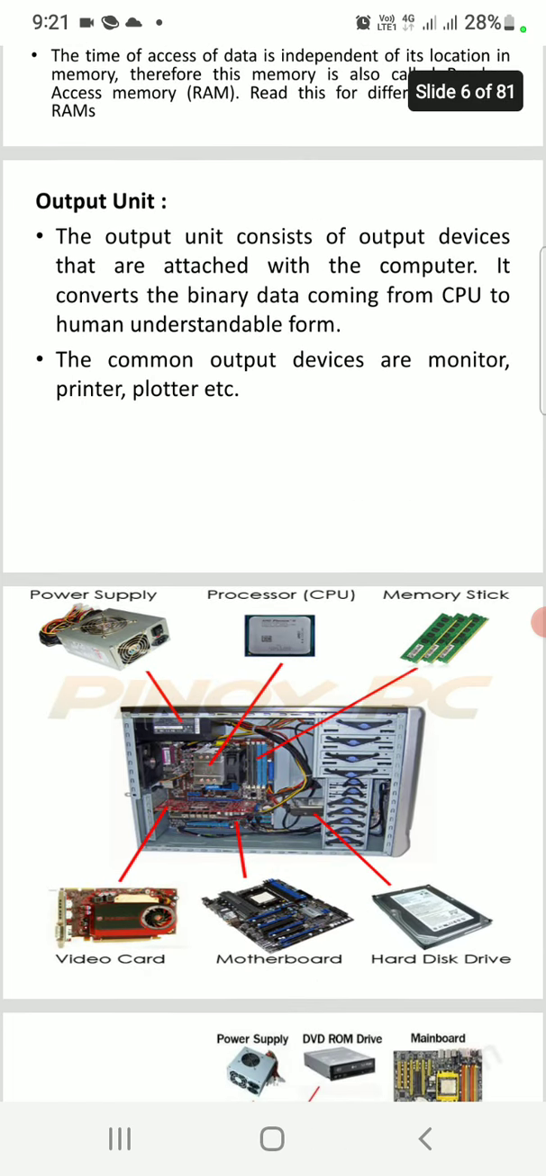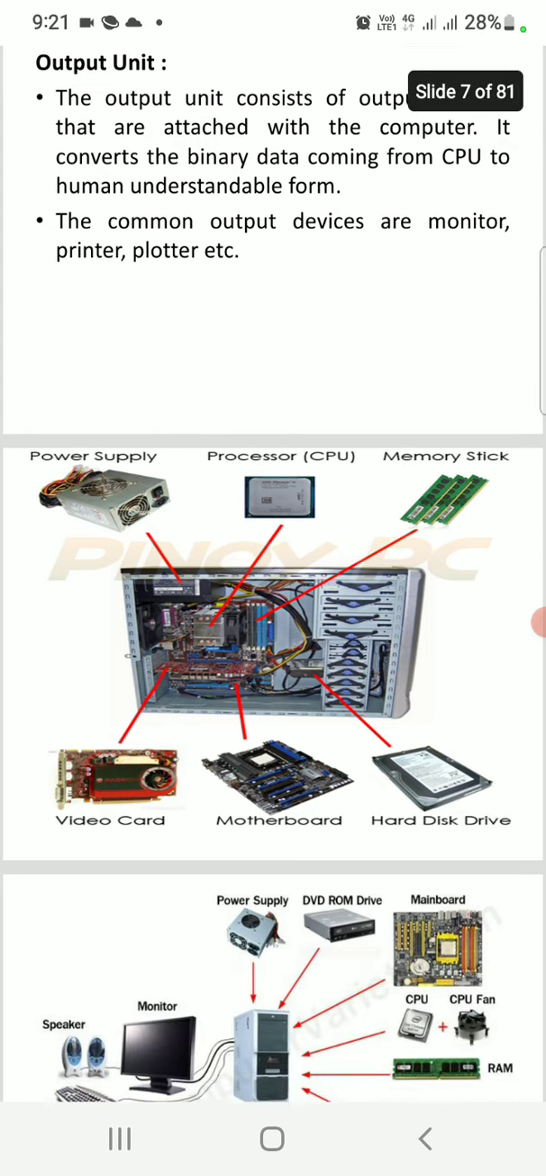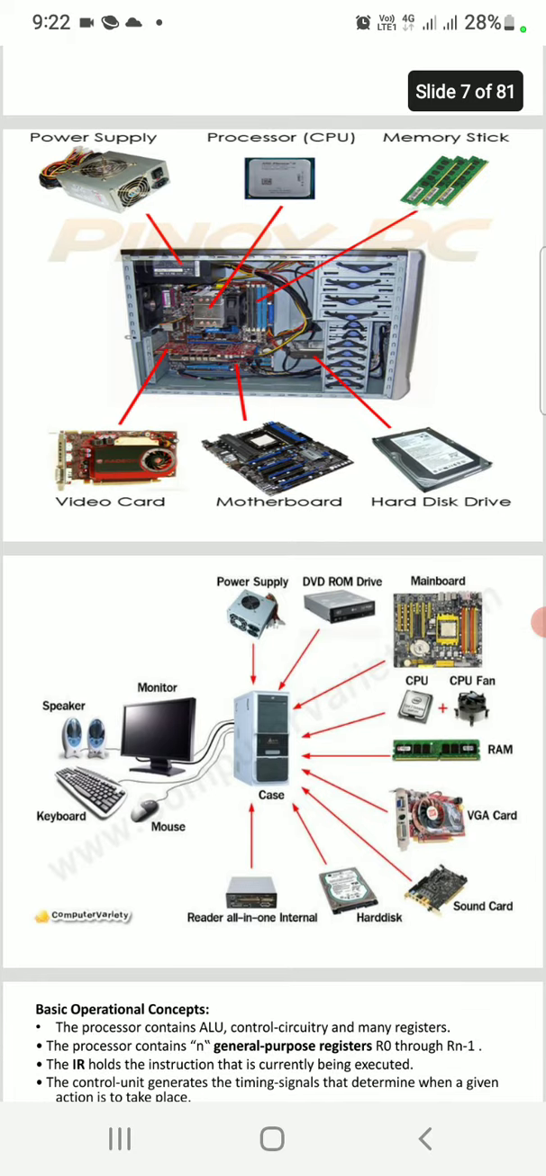This is a CPU. It contains the power supply, processor, memory stick, video card, motherboard and hard disk. This is the internal architecture diagram, a diagrammatic view. In another diagram, we have the peripheral devices. We include these peripheral devices in the functional units. This is called the basic computer architecture.